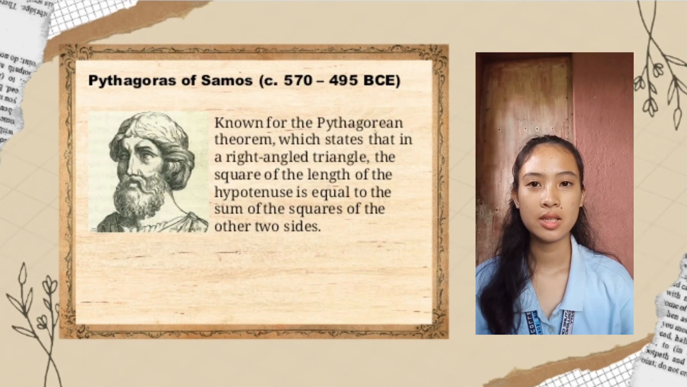Pythagoras of Samos is known for the Pythagorean theorem in 570 BCE, which states that in a right-angled triangle, the square of the length of the hypotenuse is equal to the sum of the squares of the other two sides.